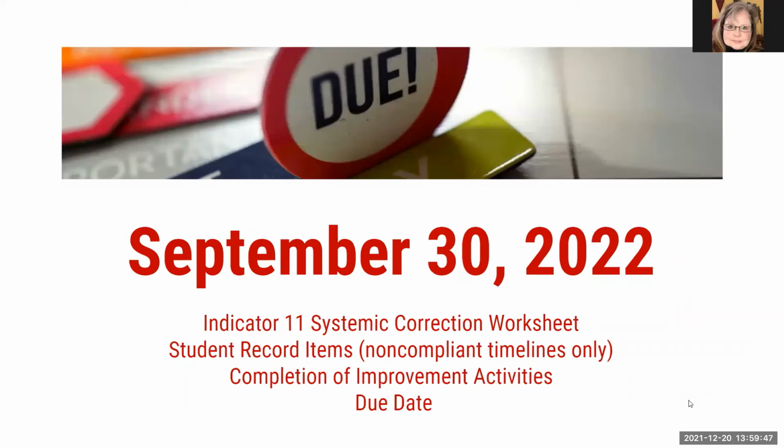September 30th is when your systemic correction worksheet is due, and also student record items. So that is, if that's not for data reporting errors, that's if you actually had non-compliant timelines and you have to upload any of the student records. That would be the date for that. And any improvement activities that you identify in your improvement plan, that's when those items will be due as well.